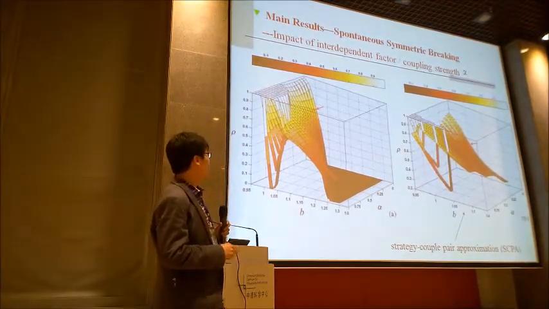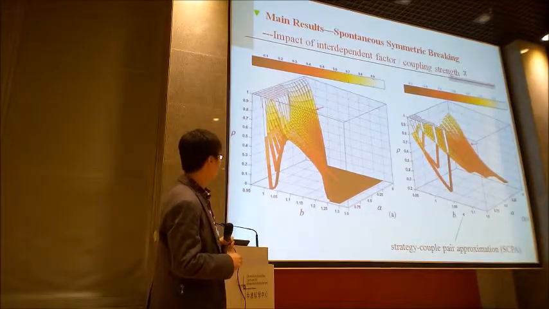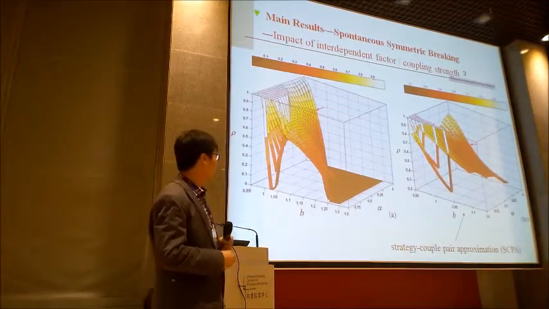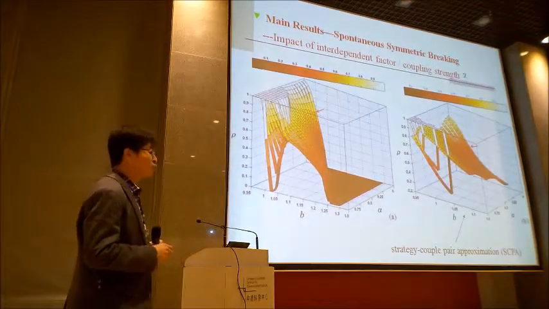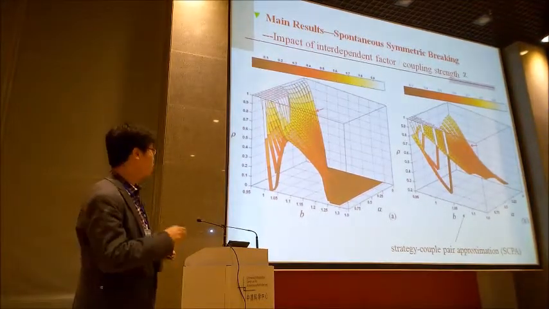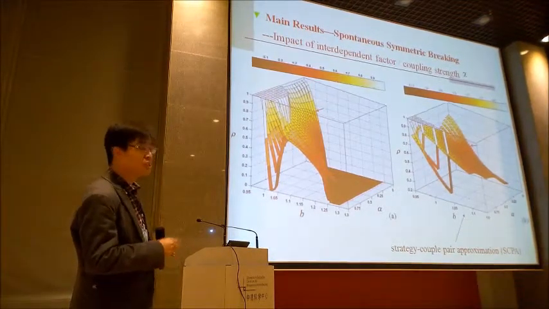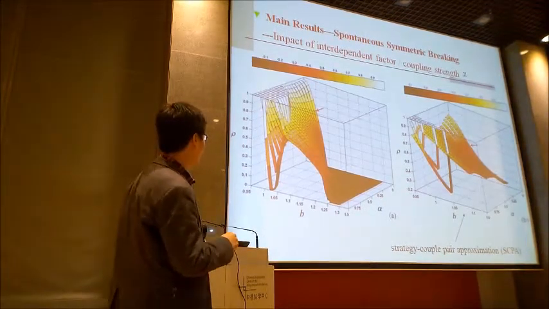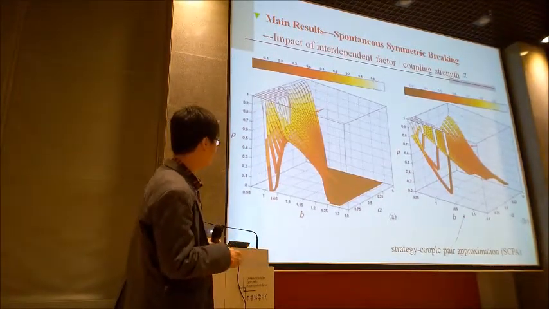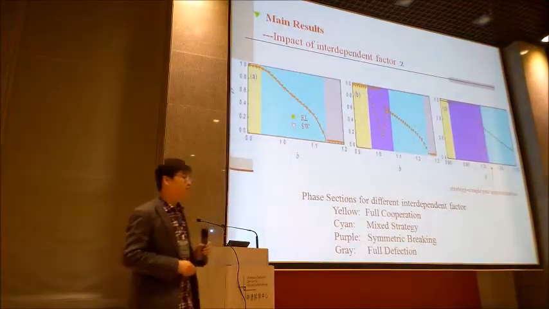From both figures, we can see that with the increment of the interdependent factor, cooperation is promoted, but there is a critical value. If the interdependent factor is larger than the critical value, there will be spontaneous symmetry breaking. It means the fractions of cooperation on the two networks are different, as we can see from this figure. Then we can see more details.